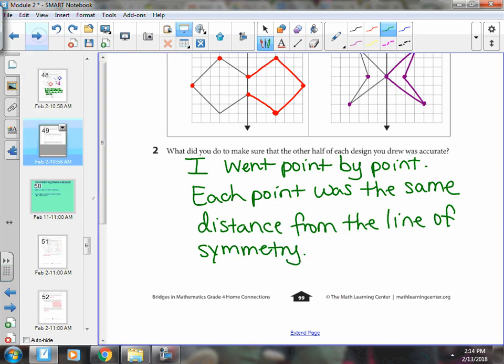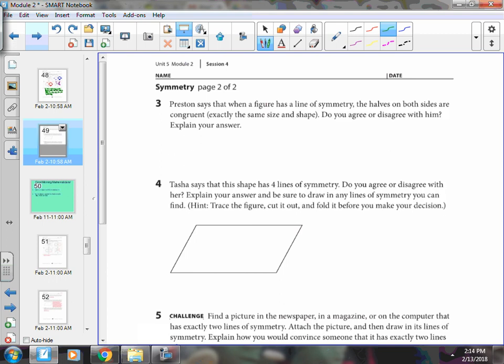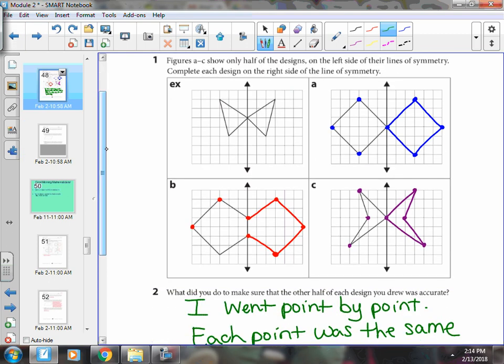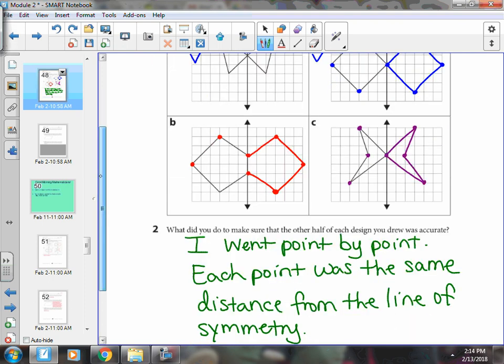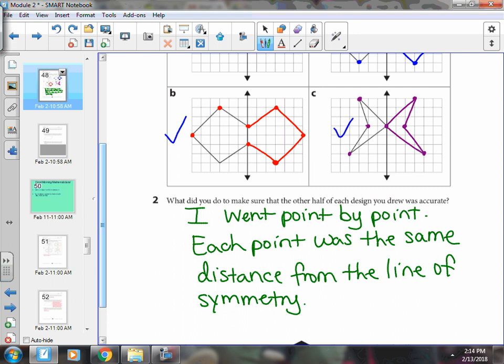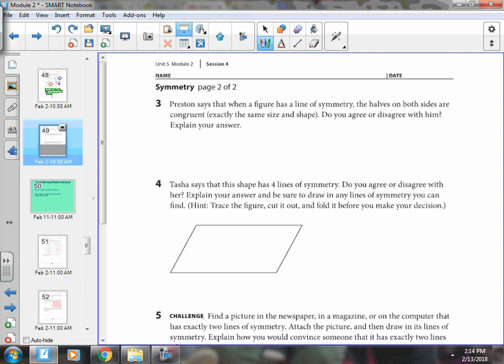On to page 100. Preston says when a figure has a line of symmetry, the halves on both sides are congruent. Congruent means exactly the same. So let's see. When you have a line of symmetry, are both sides exactly the same? It's true for that one, true for that one, true for that one, and true for that one. That is what symmetrical means. It means that if you were to fold it, it would match up perfectly because both sides are identical. So yes, I agree.